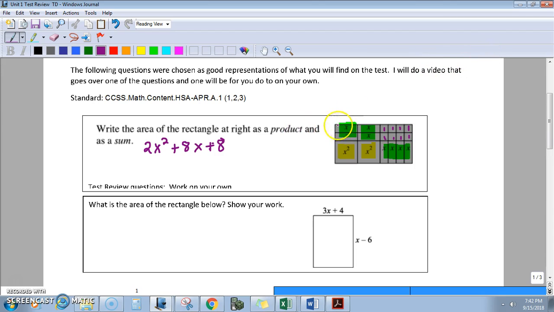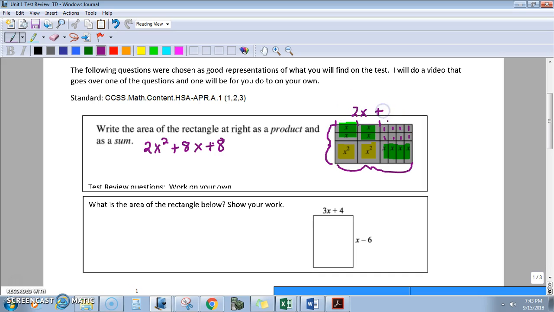The area as a product means, like any rectangle, we're going to take the width and multiply it times the length. So the problem here is we actually need to know what the width and the length are. From here to here, that's x, and then from here to here, that's another x. So that together is 2x.